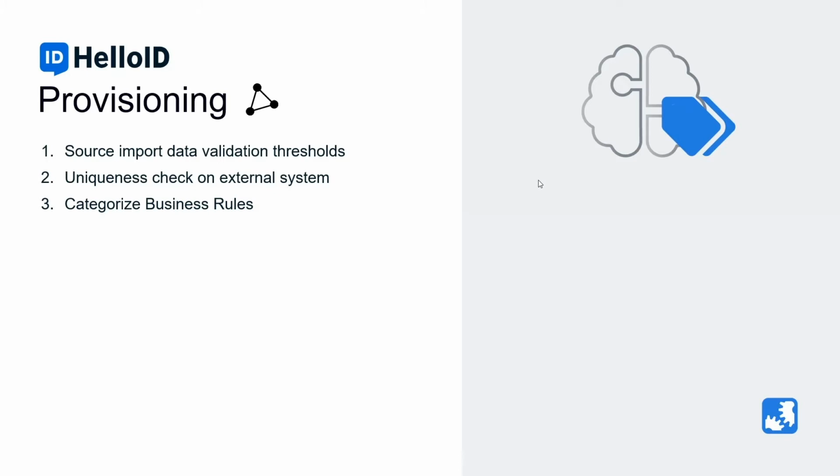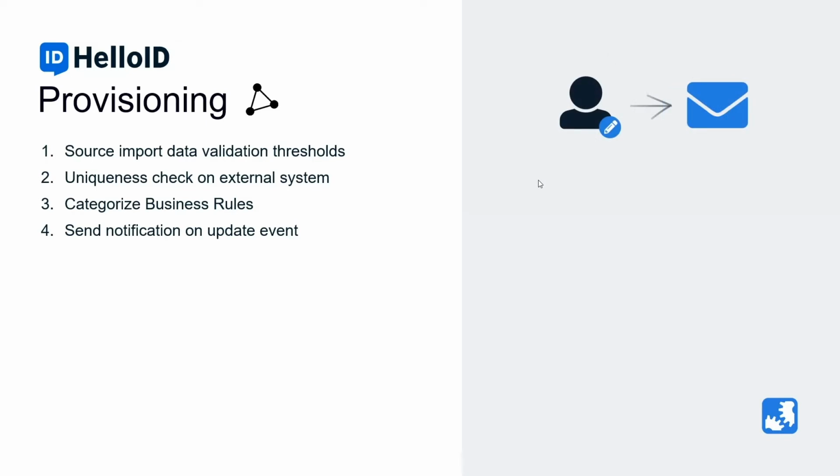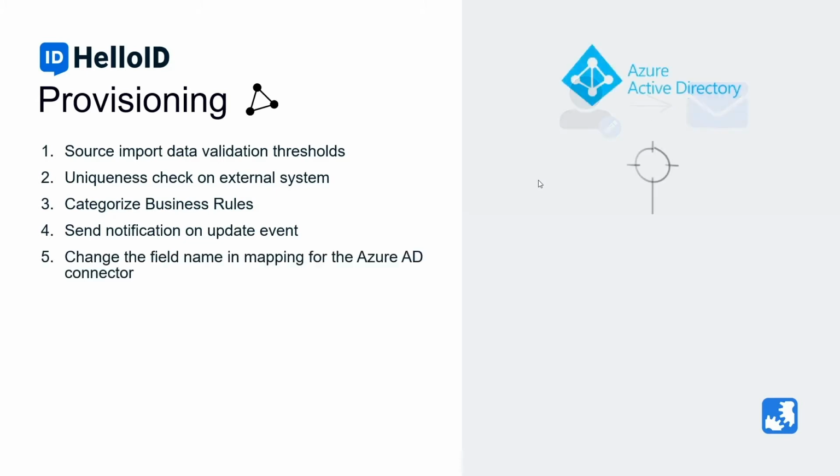A new smaller option is that you can now categorize business rules. This makes it easier to categorize and manage the business rules, especially if you have a lot of rules. Also new is a notification on the update event. It sends the old and new information on what has been changed in the target system. Another new change is the field name mapping in Azure AD. This is a small change, and we will not demo this new functionality.